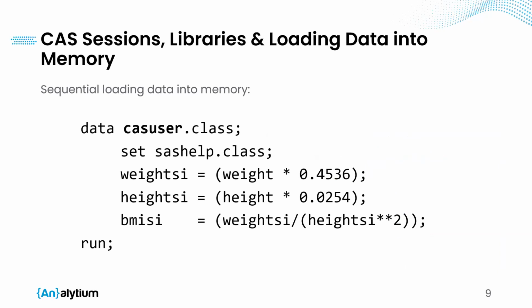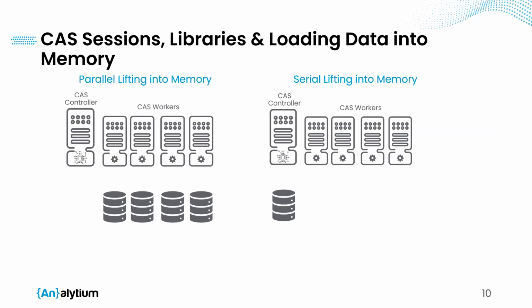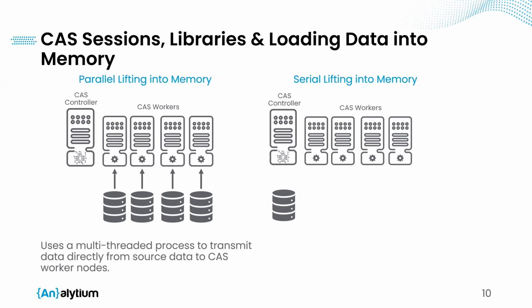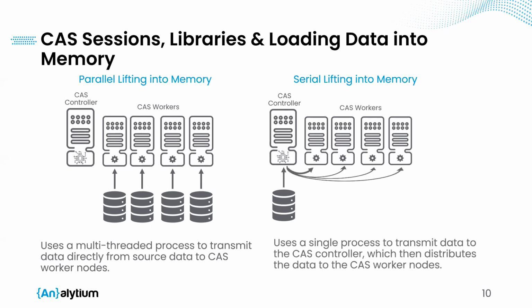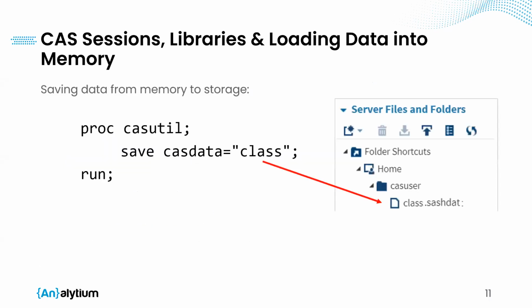You can also do sequential loading into memory just by using a CAS libname in place of the normal output libname in SAS code, and the data will be loaded into the CAS library. This is slightly less efficient for the reasons you'll see here. When you do parallel loading into memory, it distributes all the data to all the nodes straight in, so that's a multi-threaded process. With a single process, you transmit the data to the CAS controller, which then distributes the data to the CAS worker nodes. So it's a little bit slower.